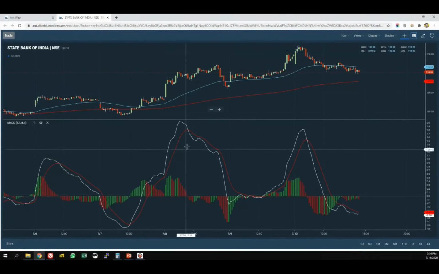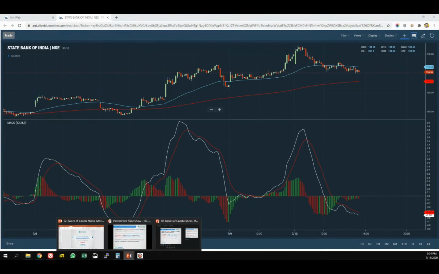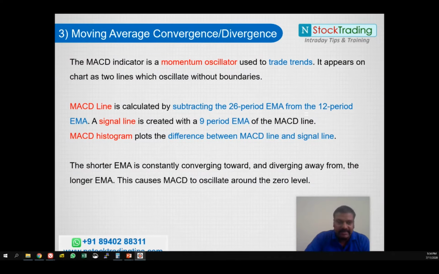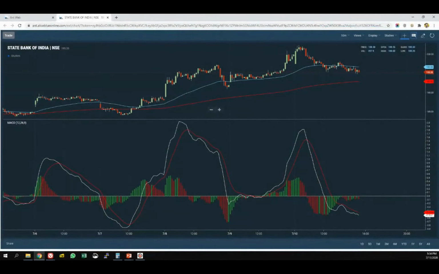Okay, fine. Now, see, the name is moving average convergence and divergence. So what is convergence and what is divergence? Let's get to know. Okay, so here, this is the MACD. So what is convergence? Convergence is when these two lines try to come together, we call it convergence. And when these two lines tend to move away, we call it divergence.